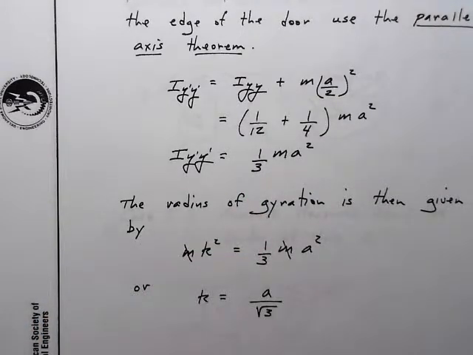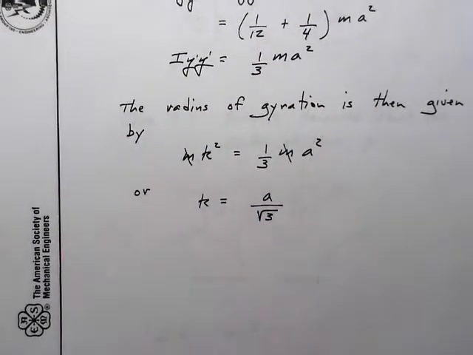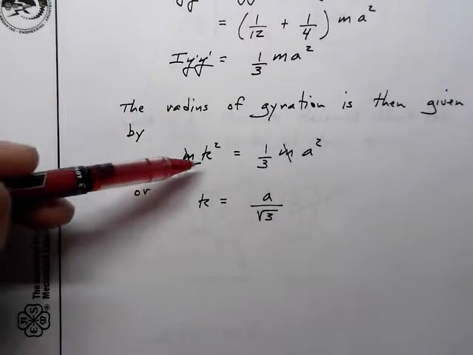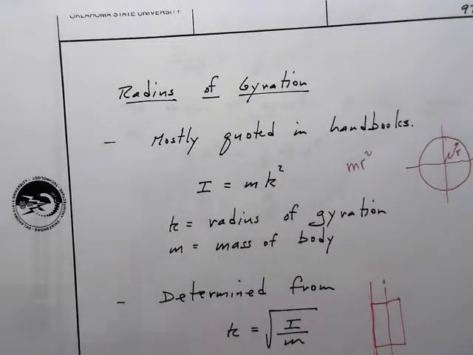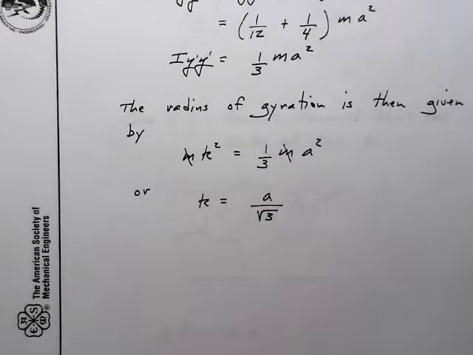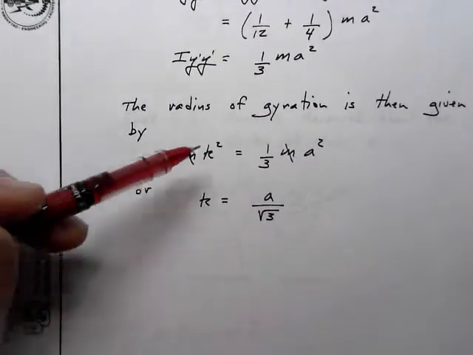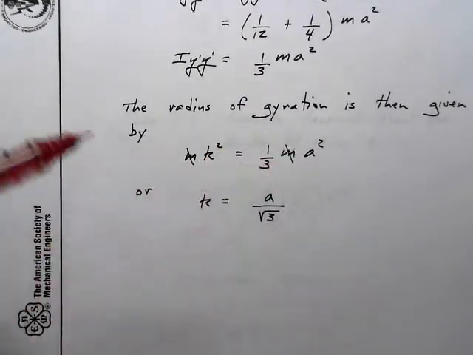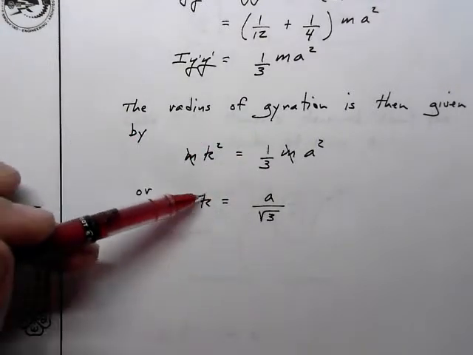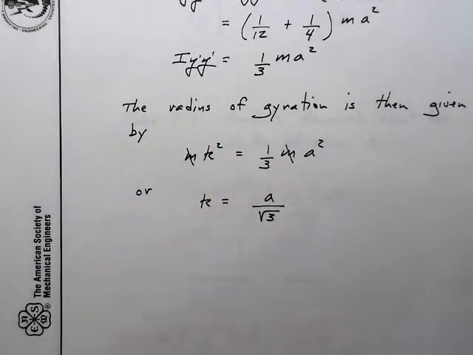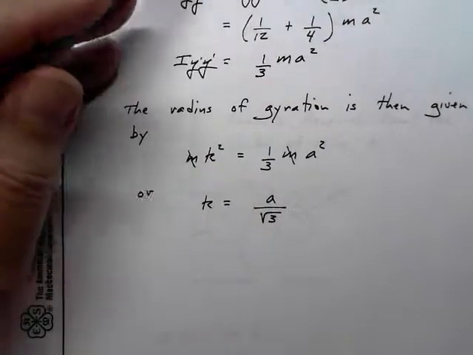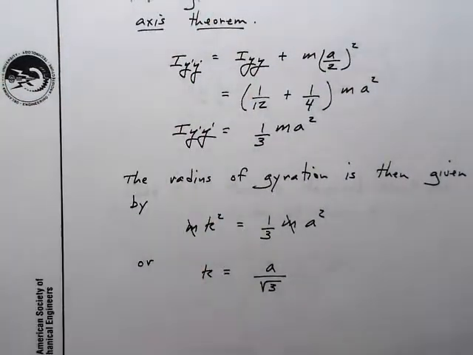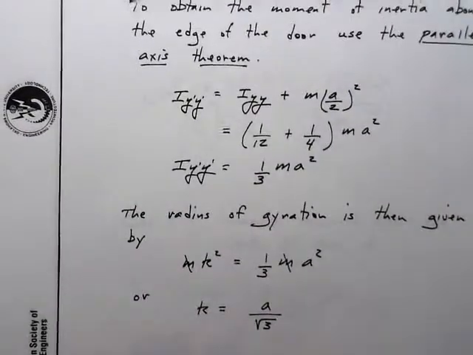Now, taking that moment of inertia about that edge, the radius of gyration about that edge would be a k squared. Going back to our formula, I is equal to mk squared. So k squared is I over m, or we take the square root. So mk squared is 1/3 ma squared, subtract the m's, take the square root, and k is equal to a over the square root of 3. For a problem like this, I could give you the k value, or I could give you the I value of the centroid and ask you to move it out to an edge if we wanted the moment of inertia about an edge.